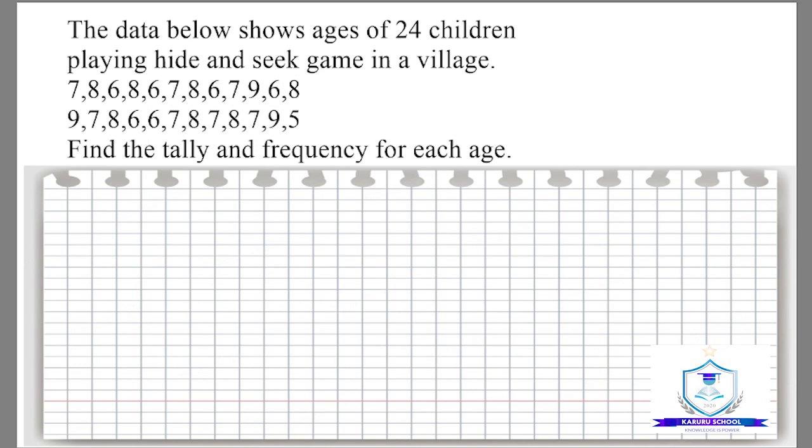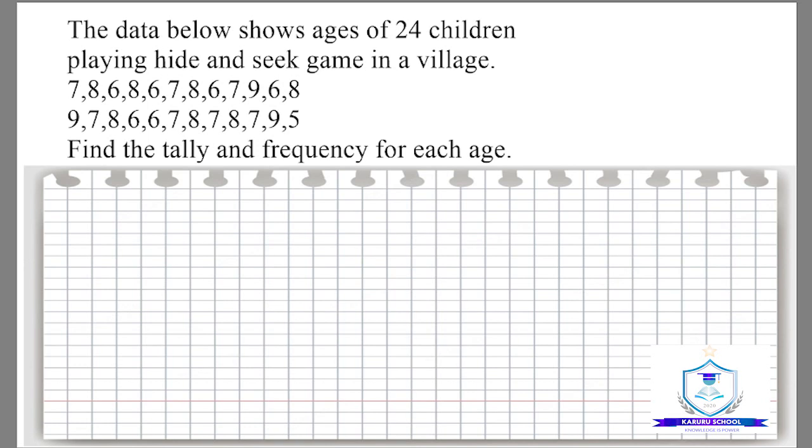In today's presentation, we are going to tackle the following question. The data below shows ages of 24 children playing hide and seek game in a village. Find the tally and frequency for each age category.